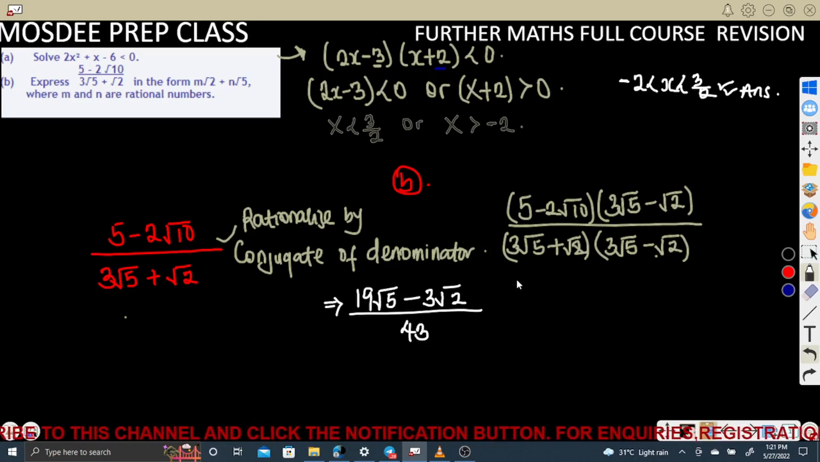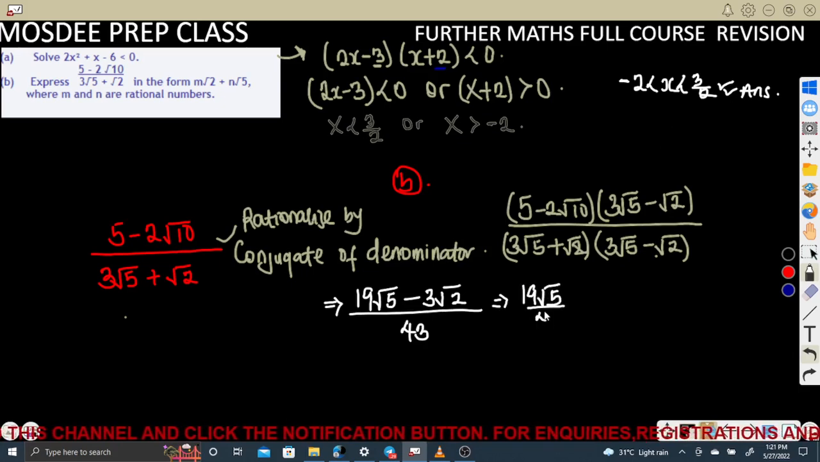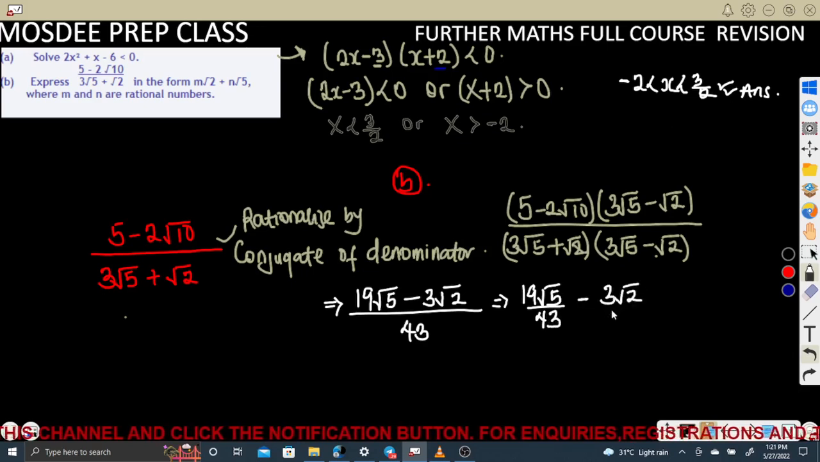So on simplification, the answer should be 19 root 5 over 43, then minus 3 root 2 over 43. So this is the format the examiner wants, in terms of root 2 and root 3. So you can see what I'm talking about.